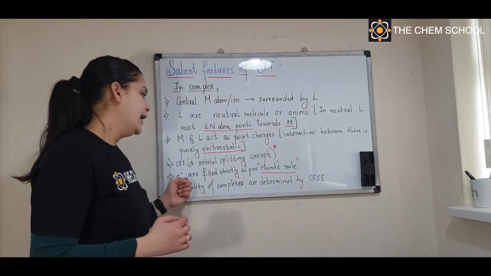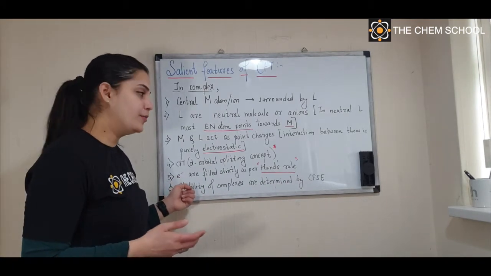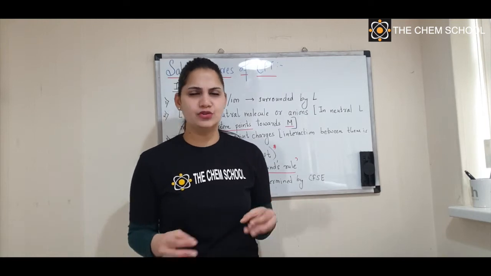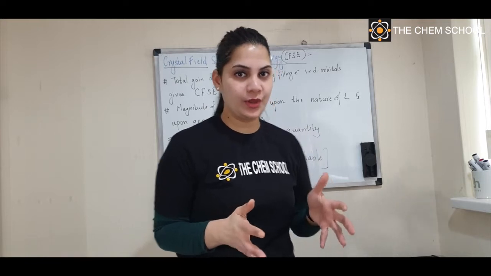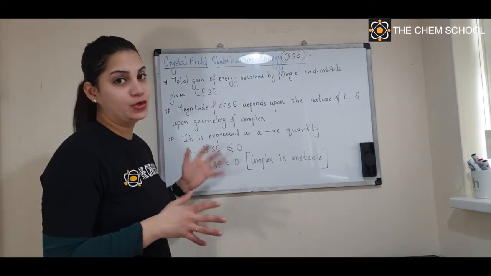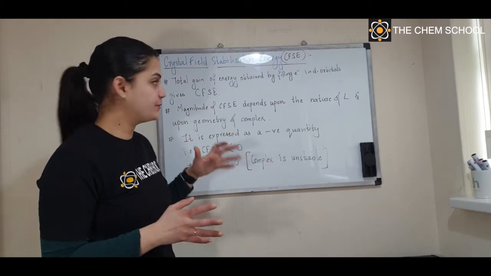Next, the stability of the complex as per CFT depends upon something called crystal field stabilization energy. So let's talk in detail about this. Now let's see what is CFSE. In crystal field theory, it is nothing but the total energy that you get by filling the d orbital electrons, right?